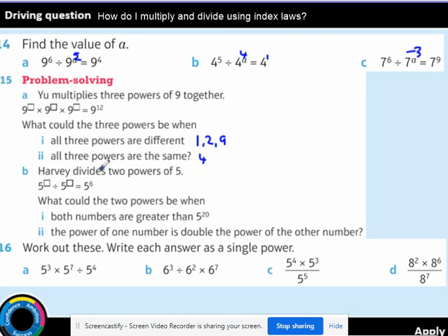Harvey divides 2 powers of 5. 5 to the power of something divided by 5 to the power of something gives us 5 to the power of 6. What could they be if both numbers were greater than 20? It could be 5 to the 27 and 5 to the 21, but there are lots of different answers here. The power of one number is double the power of the other number. So we could have 5 to the power of 12 and 5 to the power of 6, because 12 minus 6 is 6.